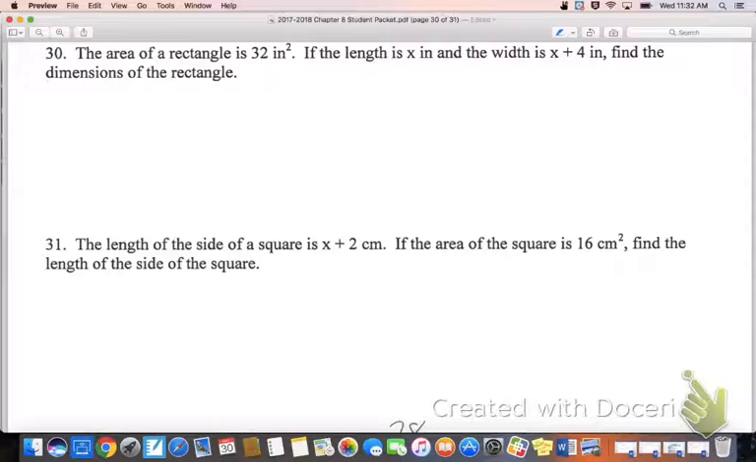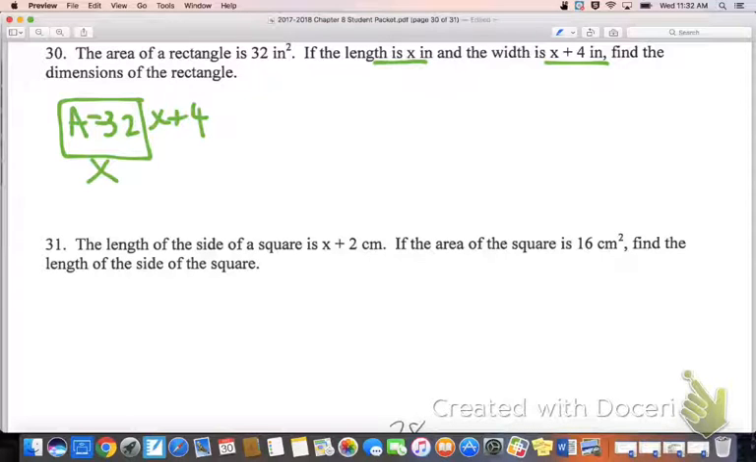Okay, number 30. The area of a rectangle is 32 inches squared. So there's your area at 32. The length is x. The width is x plus 4. Find the dimensions of the rectangle. So we need to basically find what x is, right?